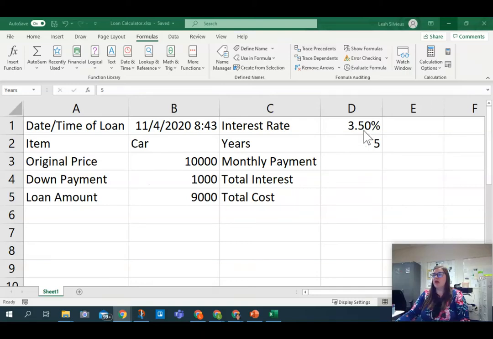So now that we have our interest rate and our years and everything's named, it's now time to calculate that monthly payment. And this is going to be really helpful because we're going to be able to see what we're referencing rather than just using cell names and cell references. We can actually call upon names of things that we would recognize.